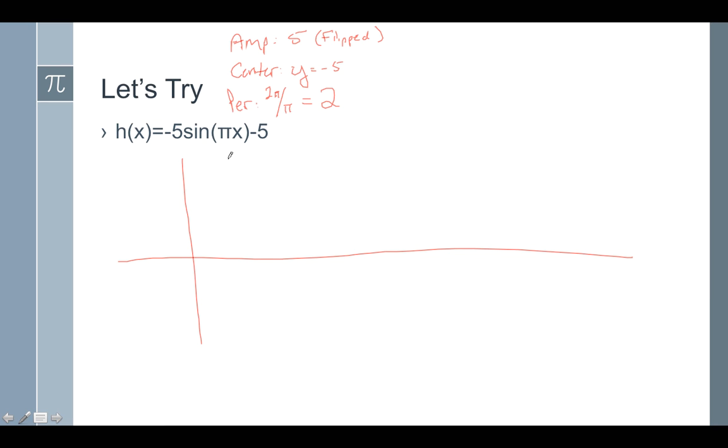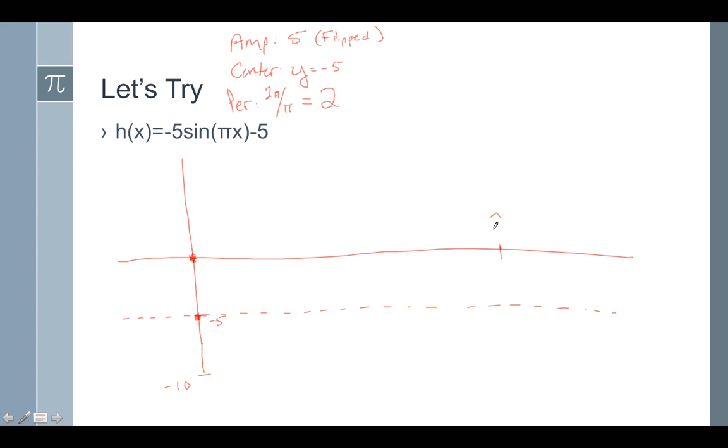So notice that there's no phase shift, so I get to start at 0. Oh, I don't get to start at 0, 0. Sorry, I forgot to put in my vertical shift here. Forgot to put in my center line. This is at negative 5 here. And that means for my amplitude, I need to go up to 0 and down to negative 10. All right, so now I get to start at my new 0, 0.